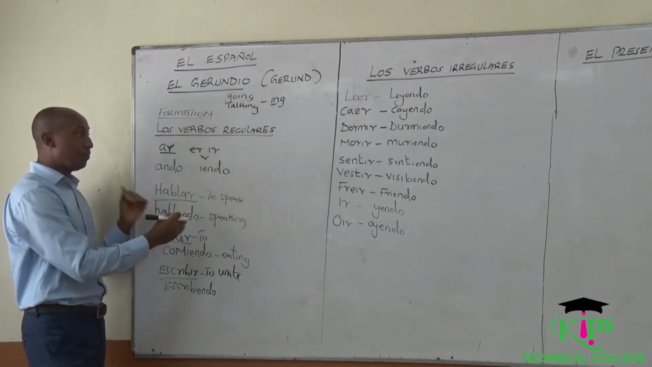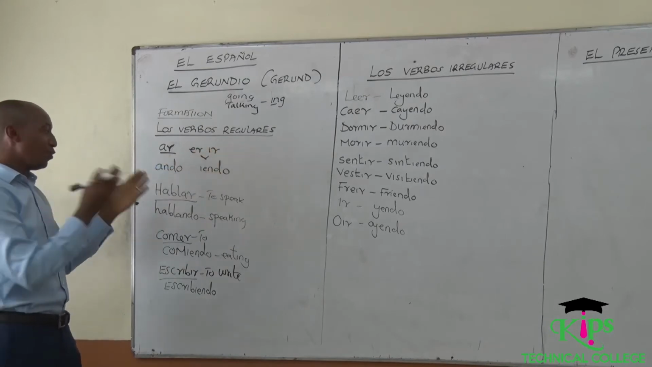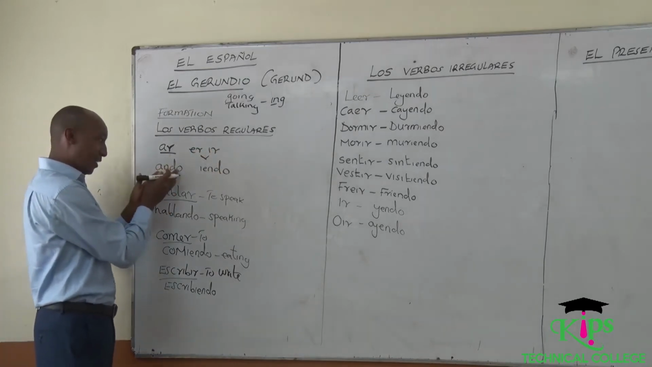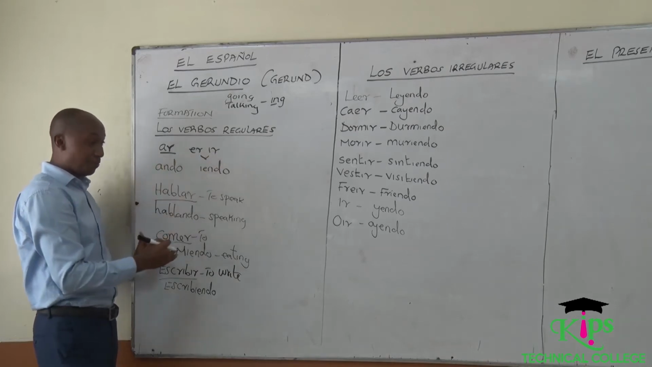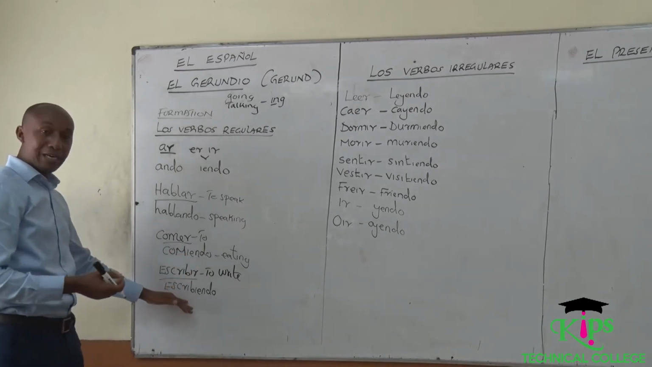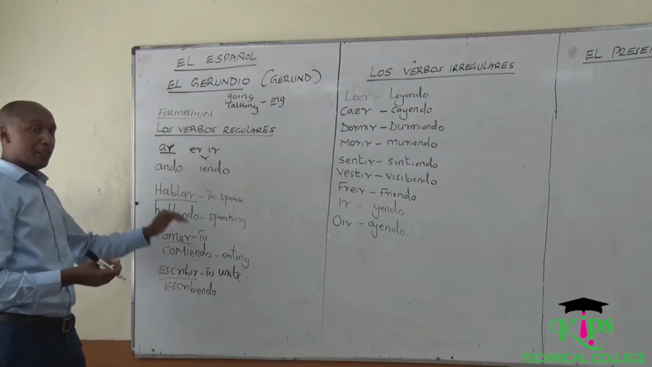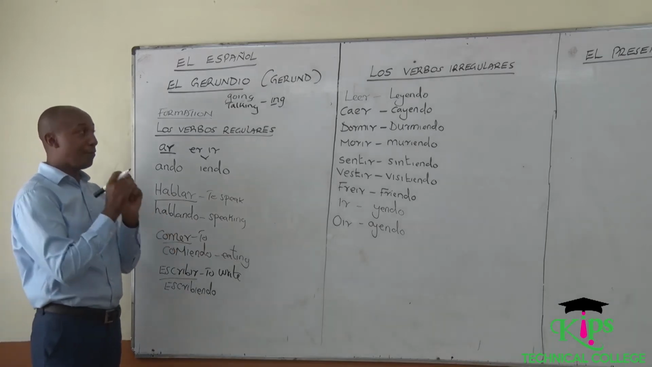So that's how we form the gerund of the verbs that are regular. You remove the last two letters, add the endings according to the AR, ER, and the IR. That is very important to understand. In your study time, you can add more verbs so that you can practice saying actions that are going on without showing the person doing it.